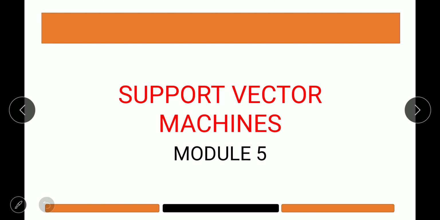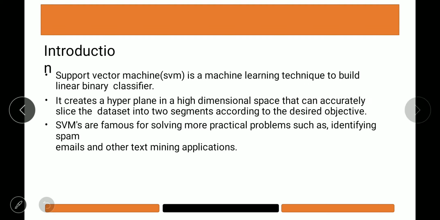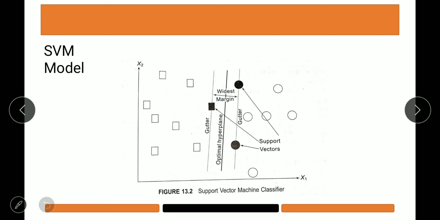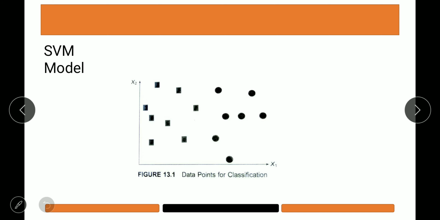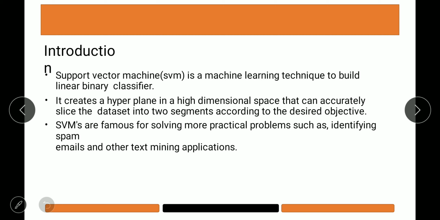An SVM model is a representation of the examples as points in space. Okay, I'll show you the figure in the later slides. They are mapped so that the examples of the separate categories are divided by a clear gap that is as wide as possible. So you can see here. While explaining this figure, I'll tell you what is that wider gap and all. So as of now, in the introduction slide.